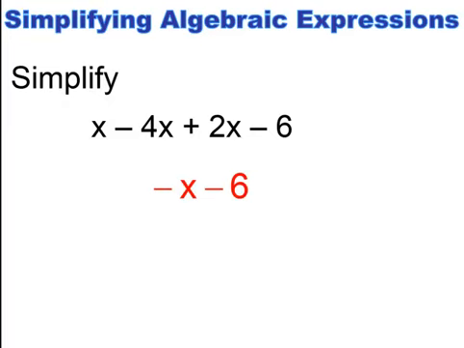So here, when I collect the like terms, I have 1 in front of x. 1 minus 4 is a negative 3. Negative 3 plus 2 will give me negative 1. Remember, you're not going to put a coefficient of 1 in front of the variable, so you're just putting the negative sign, negative x minus 6.